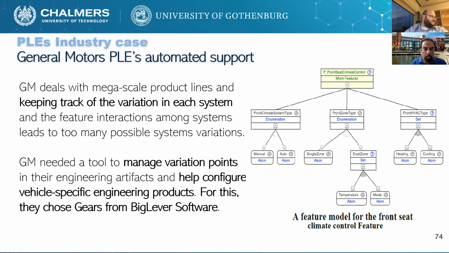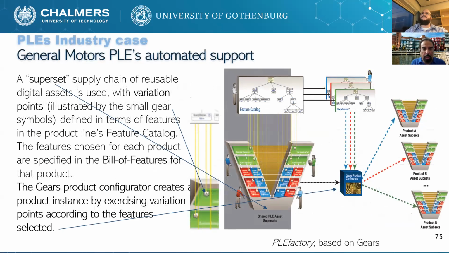It's called Gears from BigLever. And I showed some examples of how they used Gears. I will just focus on the diagrams here. At General Motors, they created something called the superset. You can call it their assets, their artifacts. So they have all of these in their asset set.